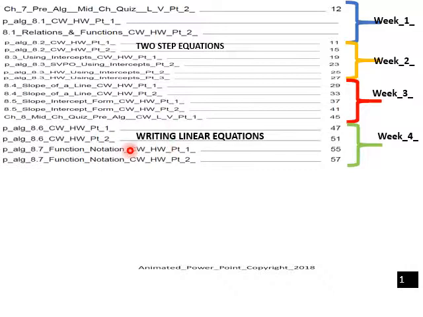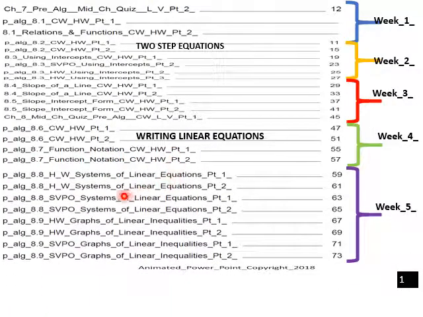Then we go into week 4, we go into 8.6, which is writing linear equations. We actually write equations from coordinates, ordered pairs. And then 8.7 is function notation. That's week 4. And then week 5 is a big week. We have systems of equations. Start out with systems of equations here, part 1, part 2.